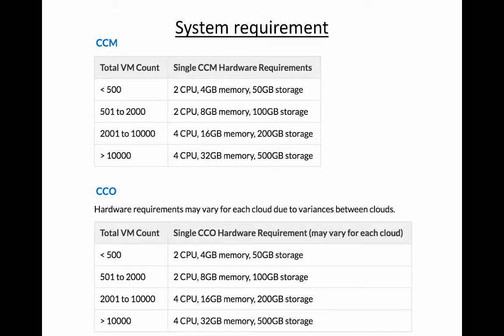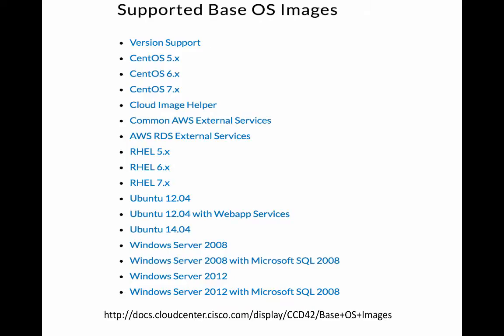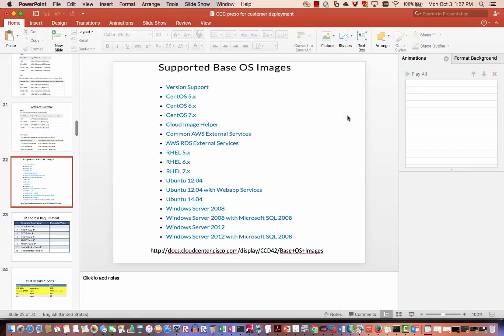So these are the minimum requirements for the system, for CCM and CCO, depending on how many VMs. Also, this is for AMQP and others. Again, these things are available on the Cisco website, and also the CliQr website. I'll probably show you that.